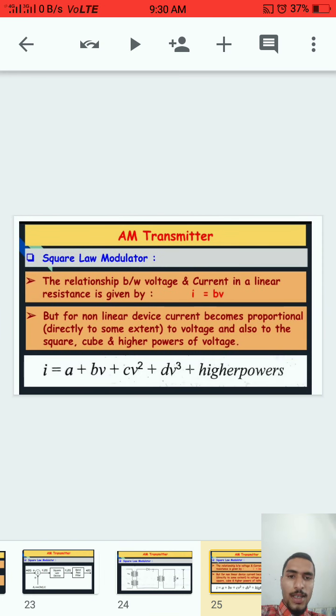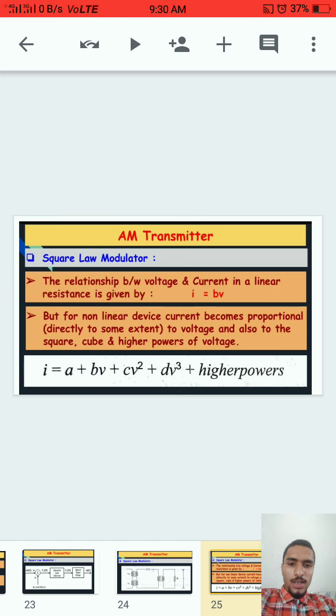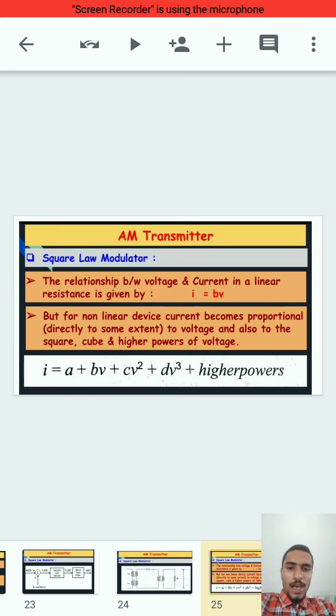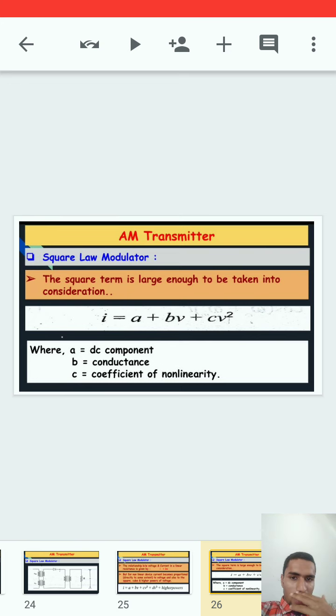Square law modulator. The relationship between voltage and current in a linear resistance is given by I equals GV. But for a non-linear device, current becomes proportional directly to some extent to voltage and also to the square, cube and higher powers of voltage. I equals A plus BV plus CV squared plus DV cubed plus higher powers. AM transmitter, square law modulator. This square term is large enough to be taken into consideration. I equals A plus BV plus CV squared, where A is equal to the DC component, B is equal to conductance, and C is equal to the coefficient of non-linearity. Thank you.